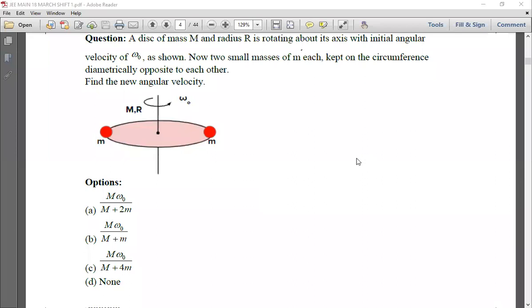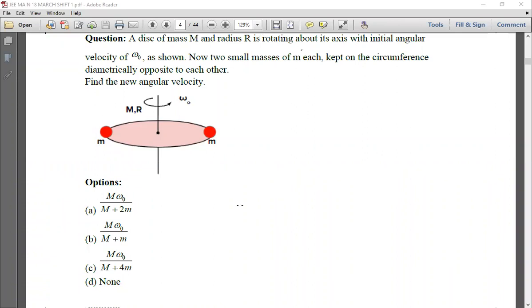So see here, this is JEE Main 18 March shift 1 paper. So let's start solving this. So see your question, what they have asked.